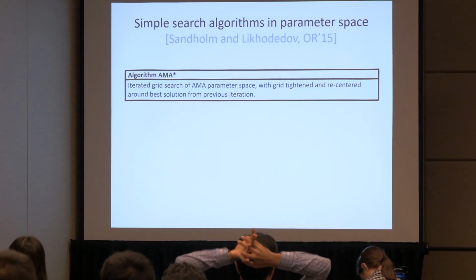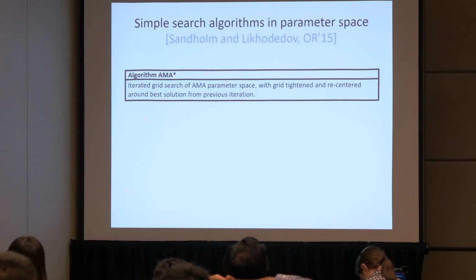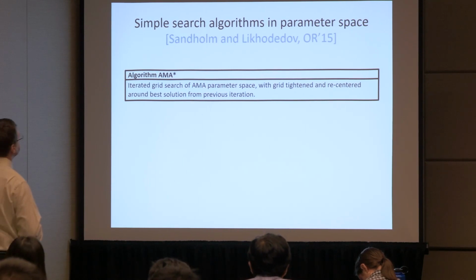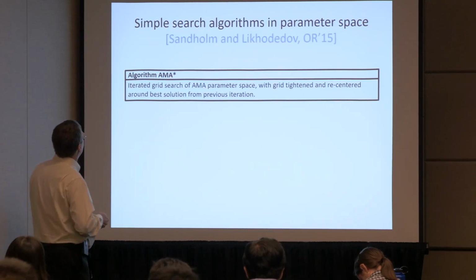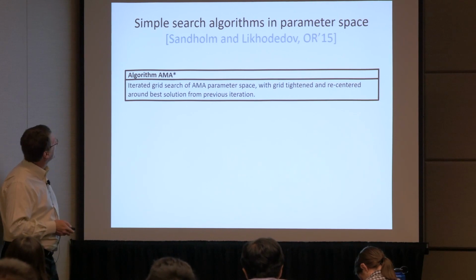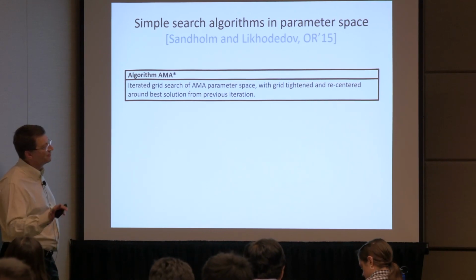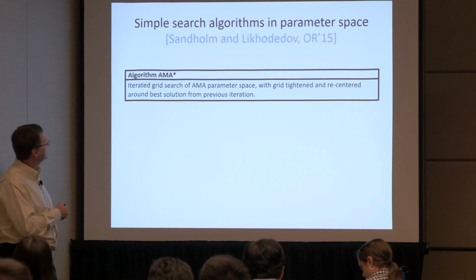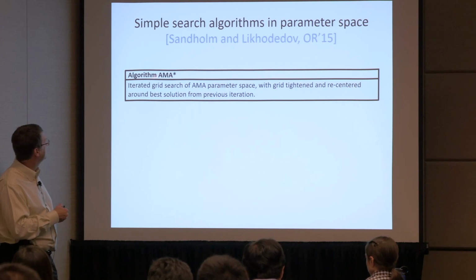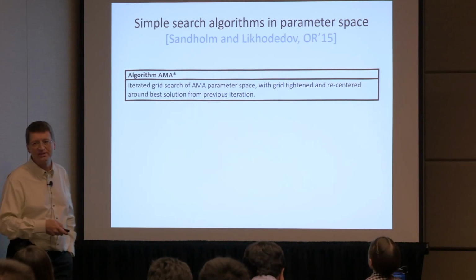All right, so let's talk about algorithms in those families then and how well they do. The first is what we call AMA. It's the simplest search algorithm in the parameter space. It's iterated grid search of the AMA parameter space, with the grid tightened and recentered around the best solution from the previous iteration.